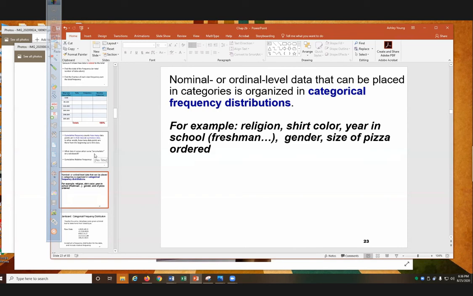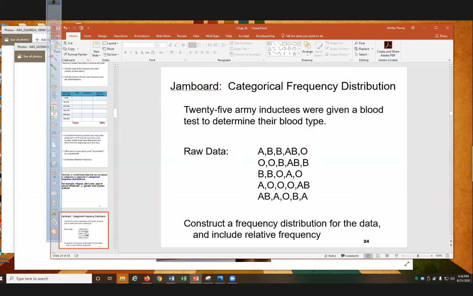Now we're going to do a little bit of group work again. So nominal or ordinal level data can also be placed in categories based upon a category frequency distribution. So in other words, like religion, shirt color, gender, size of pizza, that sort of thing. So here's an example. Let's get a reader. Jaden R, go ahead and read first.